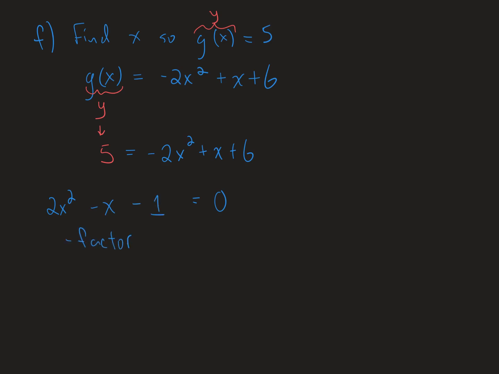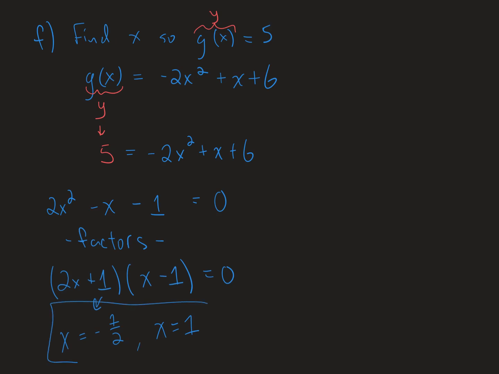This factors, or you may have to use the quadratic formula in some cases, but since this factors, I'm going to go ahead and do that factoring. This is 2x plus 1 and x minus 1. And then we can set each of these equal to 0 and solve for x to get x equals negative 1/2 and x equals positive 1. And these are the two answers that if you substitute them back into the original function, will give you a y value of 5.